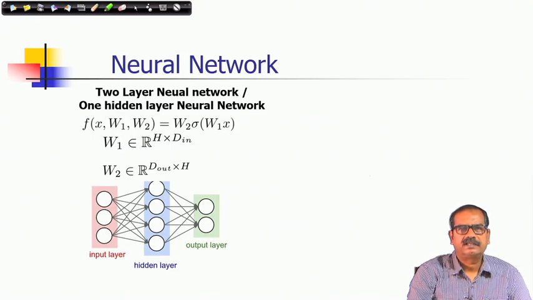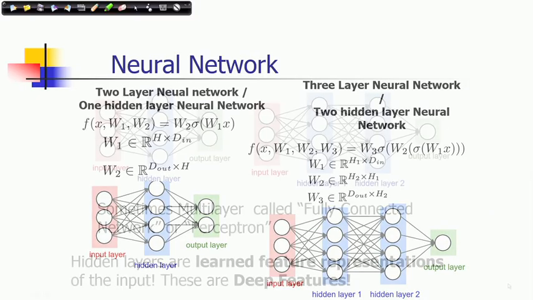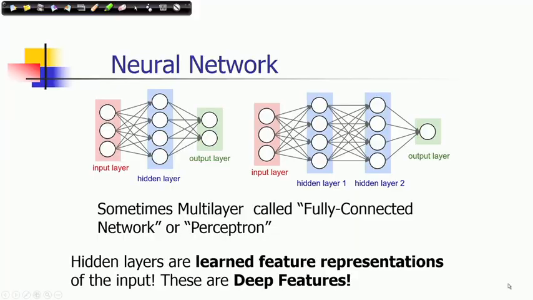We have seen this standard architecture of a one hidden layer neural network or 2 layer neural network, and another 3 layer neural network architecture. Sometimes this is called a multi-layer or fully connected network or perceptron, and the hidden layers are learned feature representations of the input, and these are deep features.